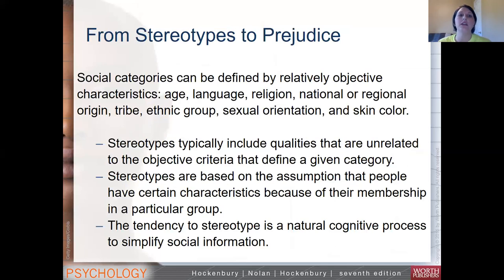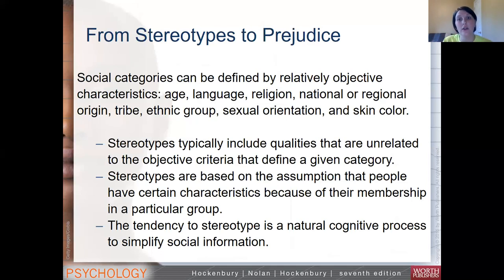Stereotypes, okay, these are things that can be defined by particular characteristics. So prejudice is usually when we look at social groups together and have a negative attitude. Stereotypes are a category that can be defined by a particular objective characteristic. Objective is something that you can measure and see: age, language, religion, national or regional origin, tribe, ethnic group, sexual orientation, skin color. This is more of where we see the stereotyping of the jocks versus the nerds versus the cheerleaders.